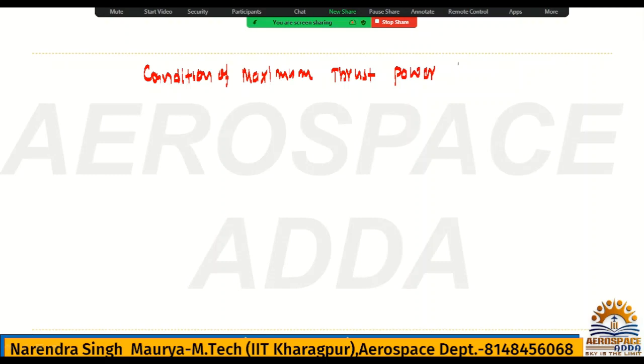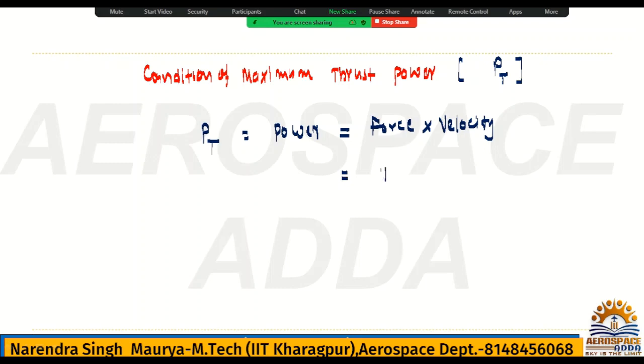What is the thrust power? Thrust power is denoted by PT: P for power, T for thrust. What is power? It is force into velocity. What is the force? It is nothing but thrust. What is the velocity? Velocity of aircraft. Yes or no?